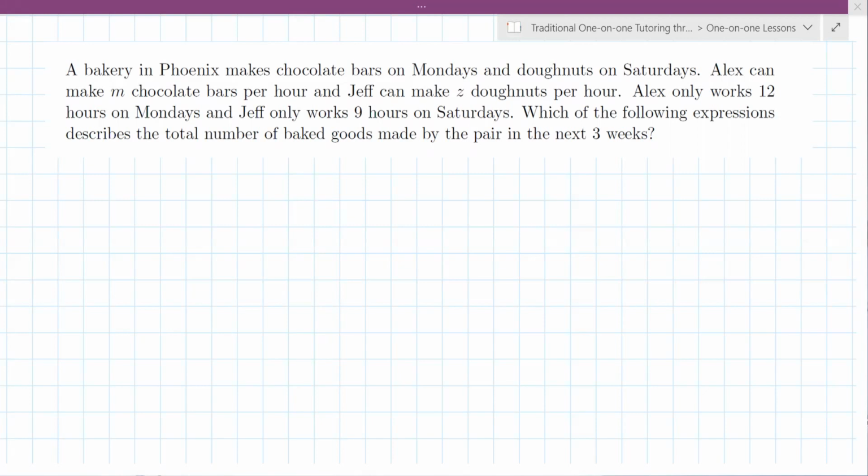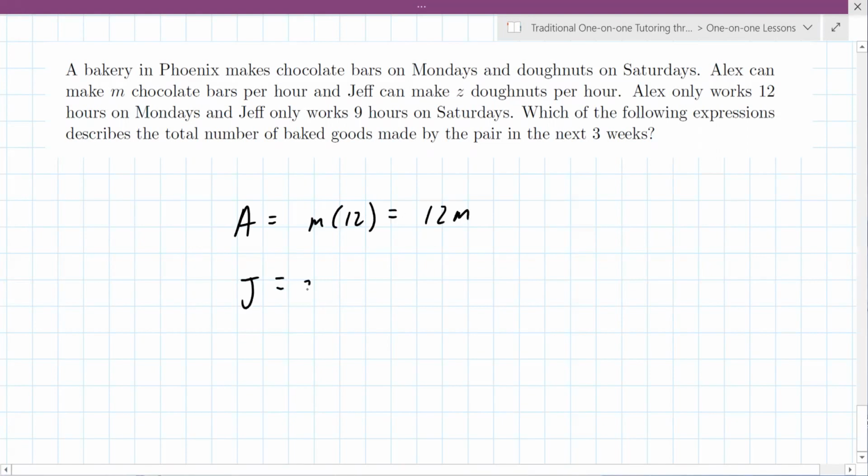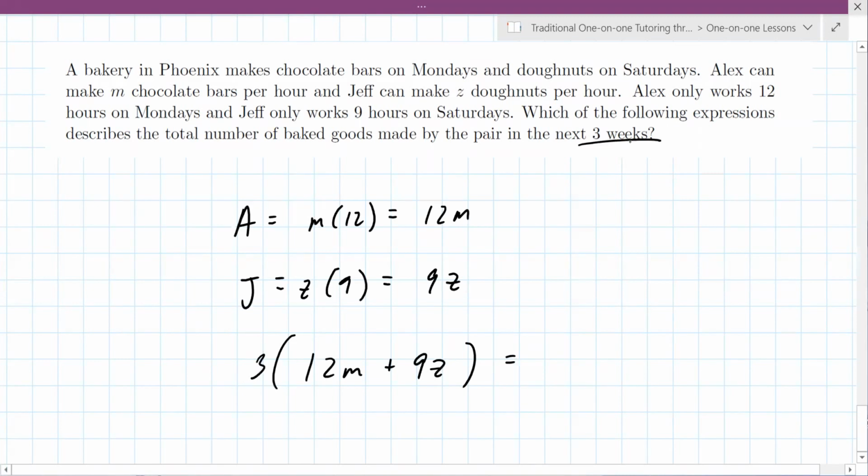All right, so that's going to be 27Z plus 36M. So we got Alex is M times 12 or 12M. Jeff is Z times 9 or 9Z. And then we add those together and multiply by the number of weeks, which is 3, giving 36M plus 27Z.